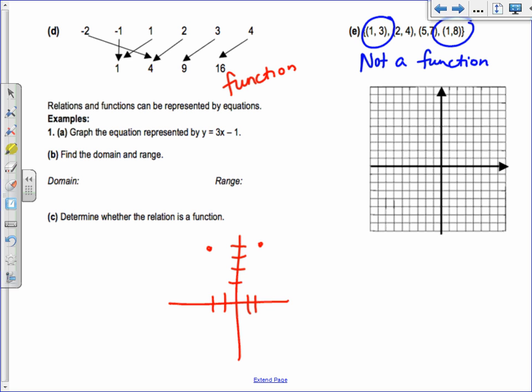All right, so it says relations and functions can be represented by equations. Okay, and then these equations can be graphed. So we're going to graph. Now, I know it's been a long time since you guys have graphed things. So when we start out with our graphing, we're going to use a t-table. Okay, so it says graph the equation represented by y equals 3x minus 1. So I'm going to have x, and my y value is going to be 3x minus 1. So I'm going to pick x values, and I'm going to input them in to get the output. All right, and usually you want to pick positive numbers and negative numbers. So I'm going to pick -2, -1, 0, 1, and 2. And that's pretty standard, but it doesn't have to be. You could pick whatever you want.